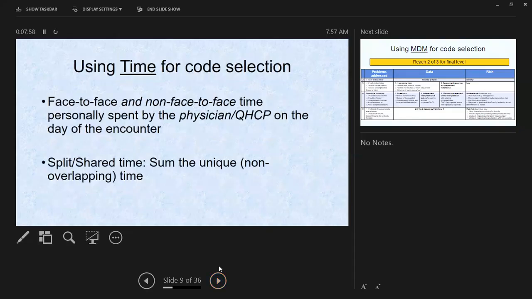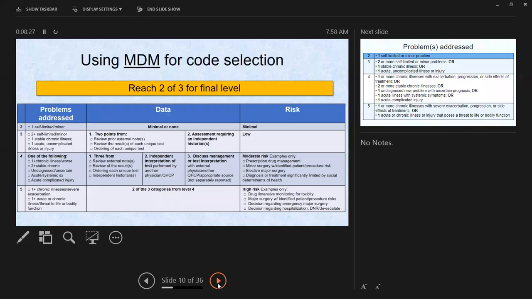Again, using time for code selection includes both the face-to-face and non-face-to-face time personally spent by the physician or other qualified healthcare professional on the day of the encounter. Day before, day after don't count. It has to be on that day. If you are seeing a patient with another qualified healthcare provider, such as a physician assistant or nurse practitioner, you can sum the unique, non-overlapping times together to get the final level.